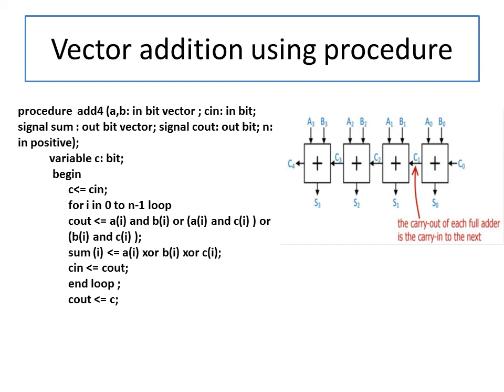You can see it here. The first statement in begin we have written is C <= C in. Then C in <= C out. And finally we are writing C out <= C. That will be our final carry that is being written, and finally we'll write end procedure, that is end addition4.